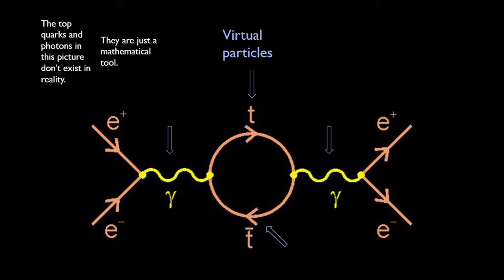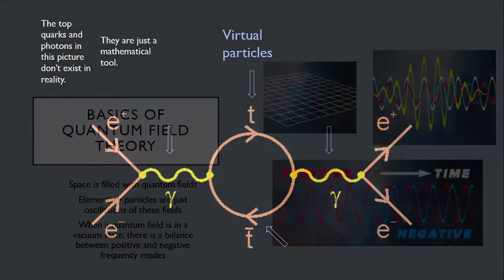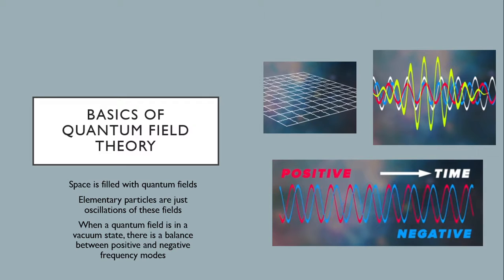These modes are still present in the absence of real particles. They fluctuate in energy due to quantum uncertainty, and this gives us what we think of as virtual particles. They are very different from guitar strings, however, in the fact that they can have both positive and negative frequencies. The latter can be thought of as a mode that travels backwards in time and corresponds to antimatter. When a quantum field is in a vacuum state, there is a balance between positive and negative frequency modes, meaning a balance in virtual particles, so they cancel out and no real particles exist.